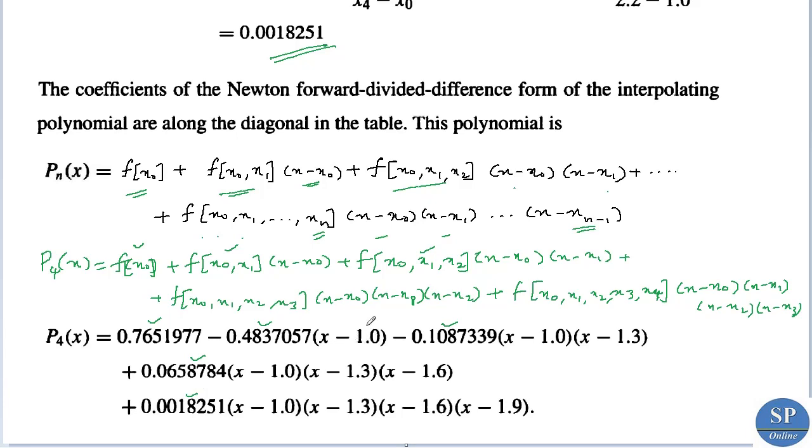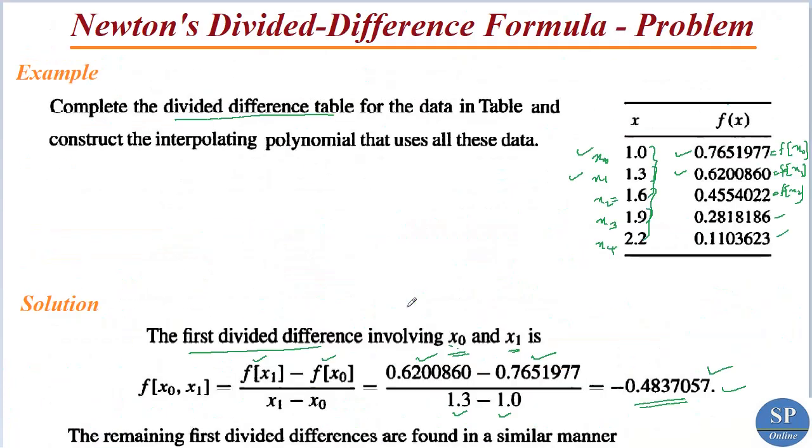And this is x minus x naught, x minus x naught, x minus x1, this is x minus x naught, x minus x1, x minus x2, and this is x minus x naught, x minus x1, x minus x2 into x minus x3. So this is the required interpolating polynomial. This polynomial P4 of x agrees with the function f at the given points x0, x1, x2, x3 and x4. That means at these points 1, 1.3, and so on up to 2.1, f and P4 have the same values.